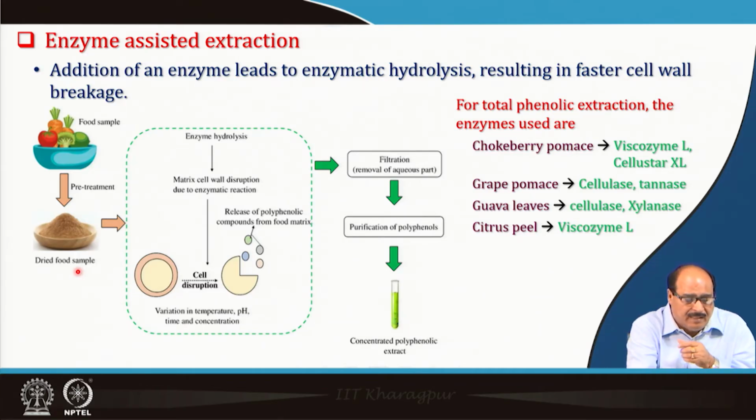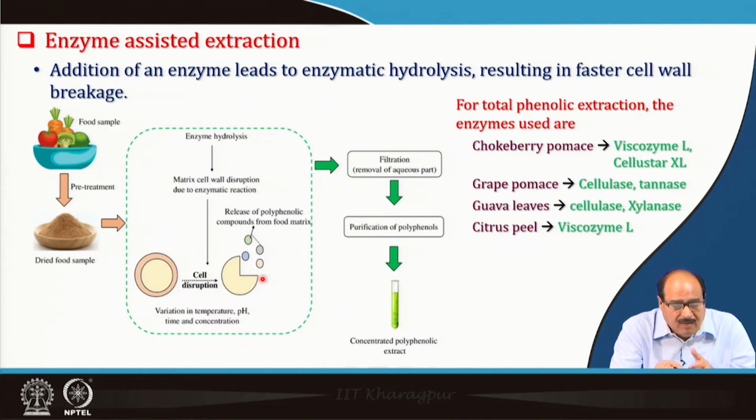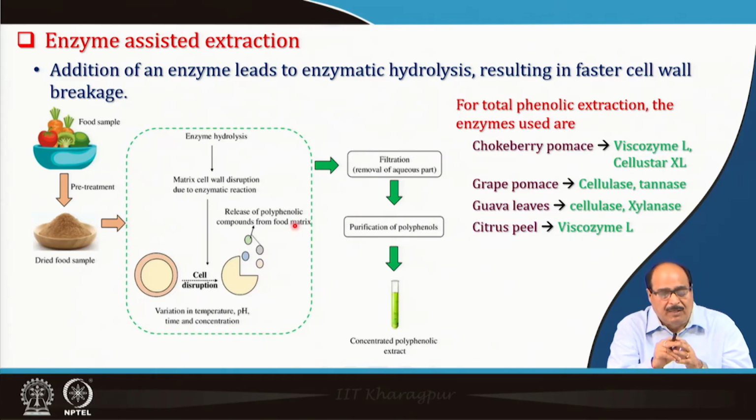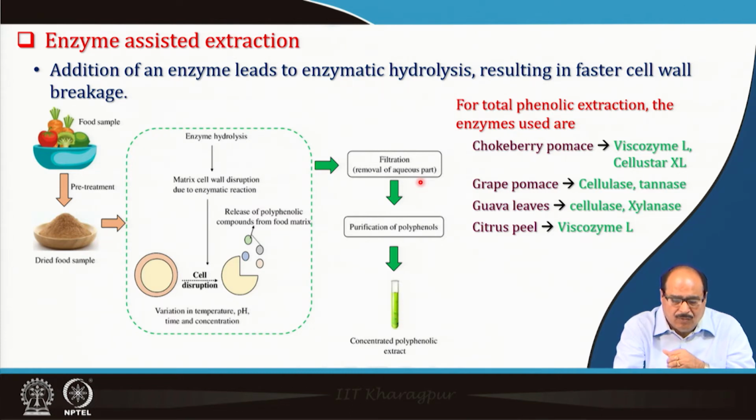You can see here that the cell is disrupted. The disruption of the cell may vary depending upon the temperature, pressure, time and concentration, etc. Then there is a release of polyphenolic compounds or other such bioactives from the food matrix. That is filtered, the aqueous part is removed, and then finally subjected to purification treatments. One can get a concentrated polyphenolic extract or such other bioactive extract.